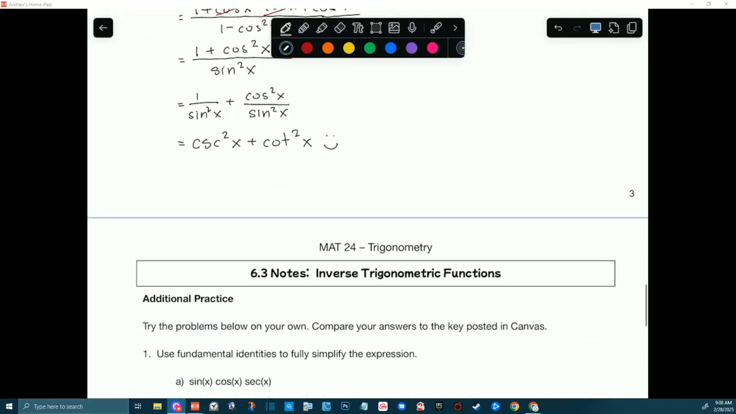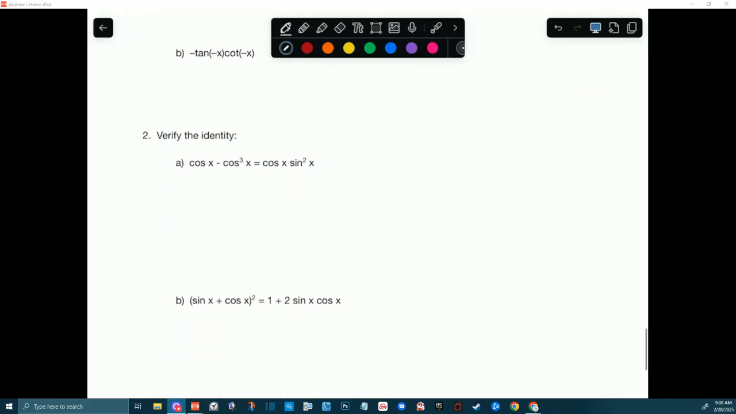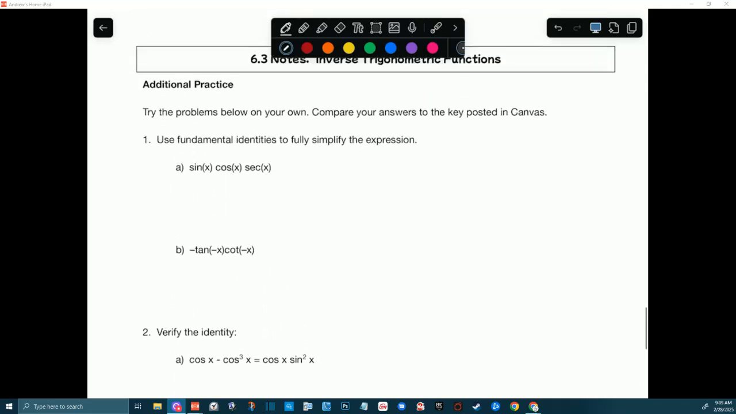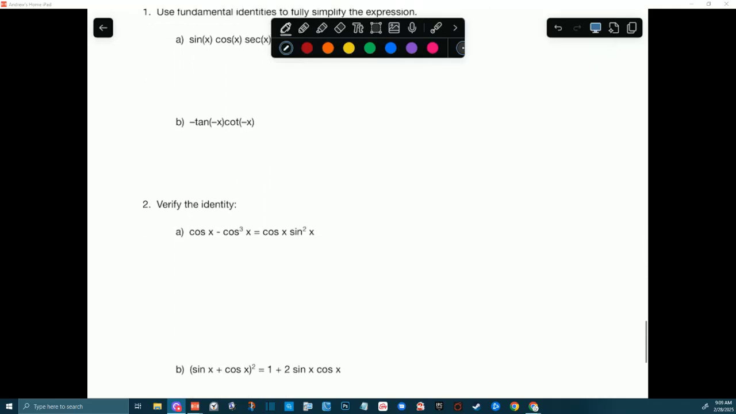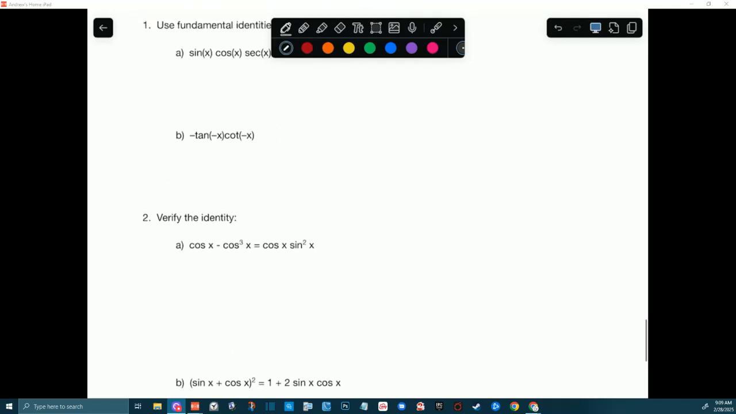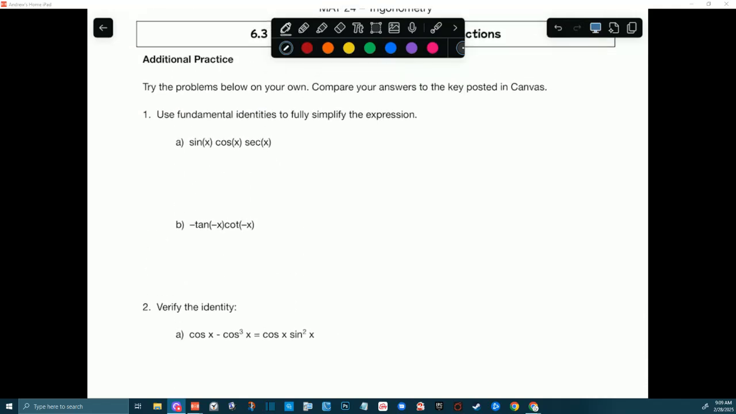All right, you have 4 questions on the very last page of that note packet asking you to do the same thing we were just doing, simplify or verify using the tools that we reviewed, expanding binomials, factoring expressions, substituting in definitions for trig functions, or using trig identities like the Pythagorean identity.